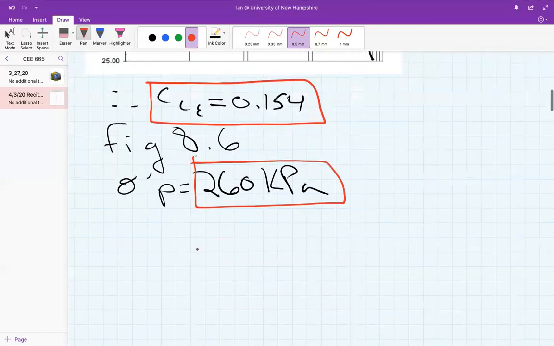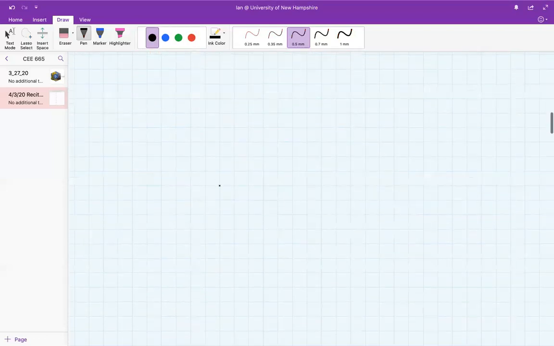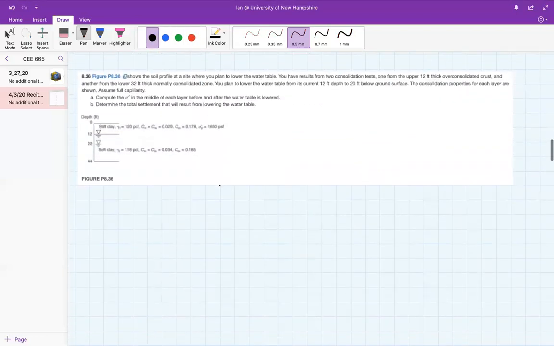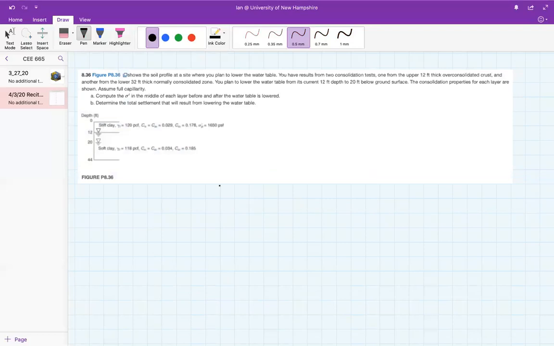Next, we're going to do something a little bit more similar to what we did last recitation. And so here's our problem. This figure here shows the soil profile of the site where you plan to lower the water table. Why is lowering the water table important? Because it's going to affect the effective stress being applied onto whatever we're trying to assess. So it's like, will the clay have more pore water pressure here or less pore water pressure? Why is that important? And we'll find out.